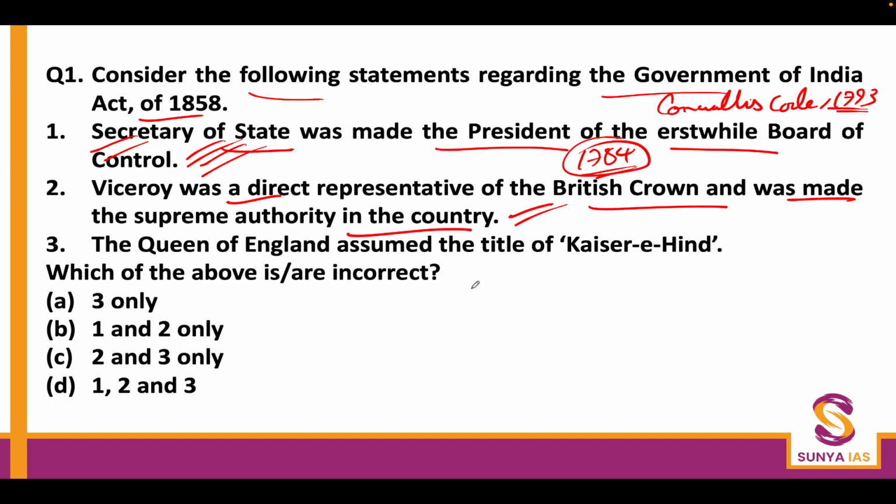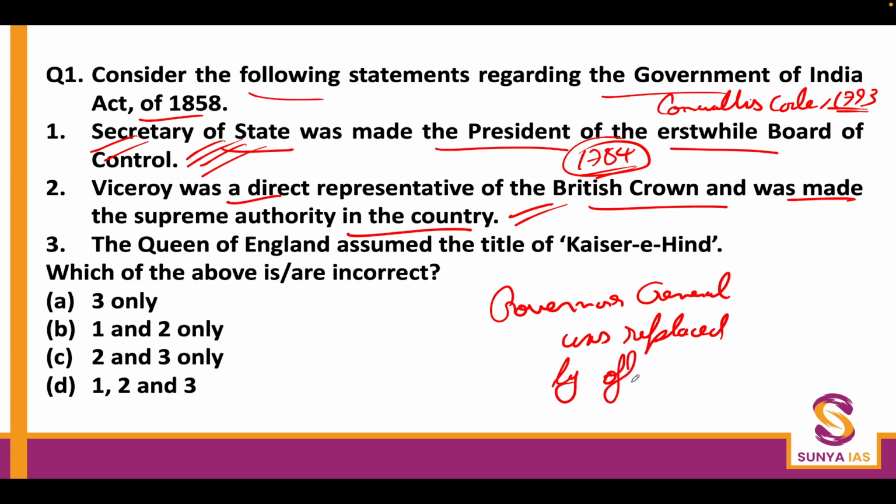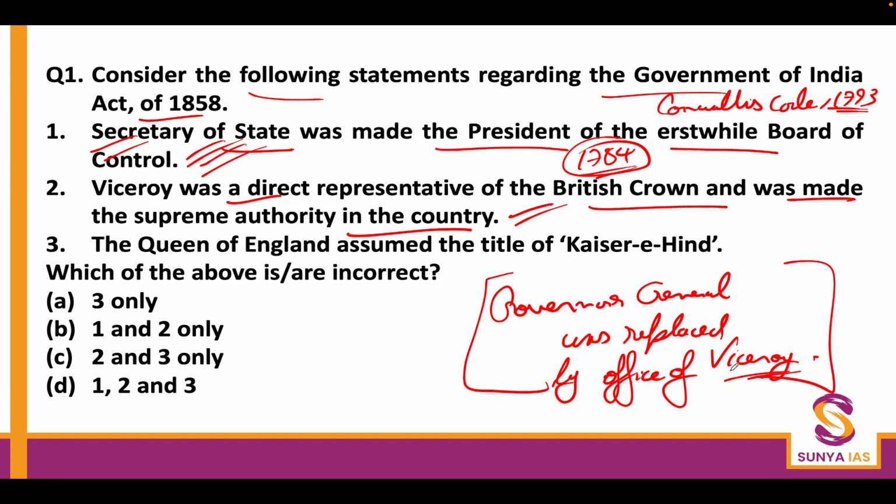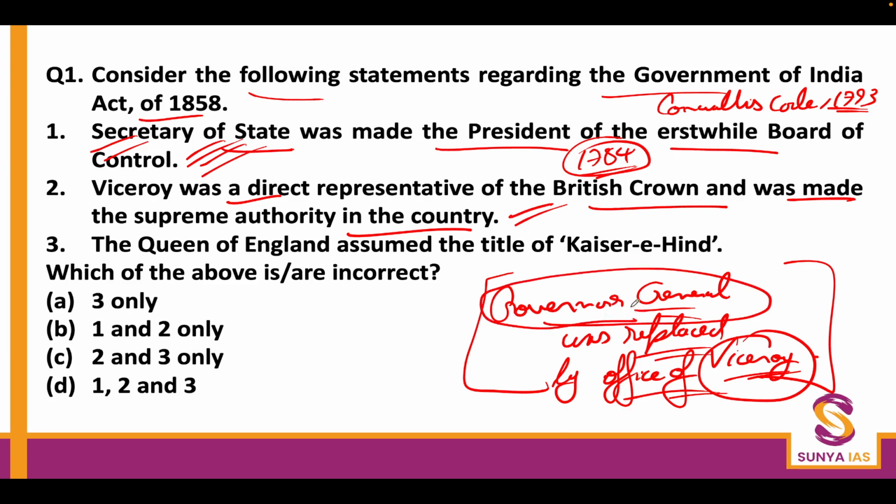Now, this is very important that you know this. A lot of students think that the office of Governor General was replaced by the office of Viceroy. But this is wrong. This is not what happened. The office of Governor General was not replaced by the office of Viceroy. Actually, the Viceroy's office existed simultaneously with the office of Governor General. The office of Governor General was an executive branch office, and the office of Viceroy was the representative of the British Crown to maintain relations with Indian princely states.